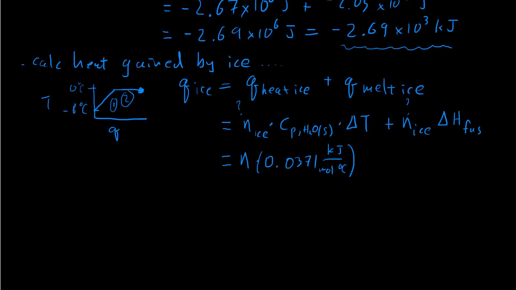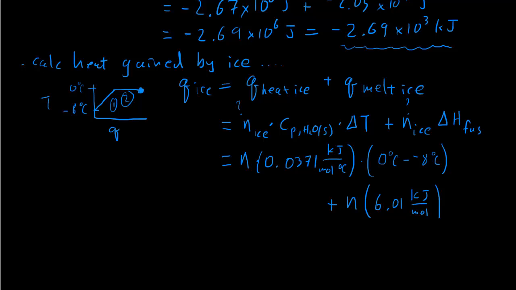And then we're going to multiply that by our temperature change. So that's going to be final minus initial. Our final temperature is going to be, so the ice has got to warm up to 0 degrees, minus our initial temperature of minus 8 degrees Celsius. So that's an 8-degree temperature change. And then we're going to add to this plus the number of moles of ice, N again, times the delta H of fusion. We looked that up for water, and it's 6.01 kilojoules per mole. So that's how much heat energy you have to put in to melt 1 mole of ice.